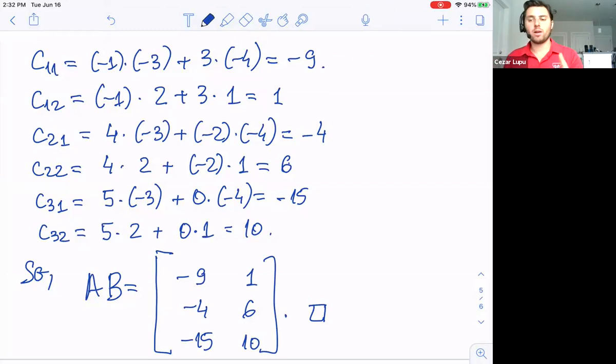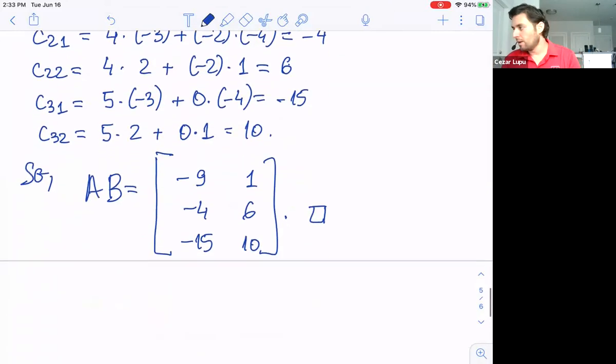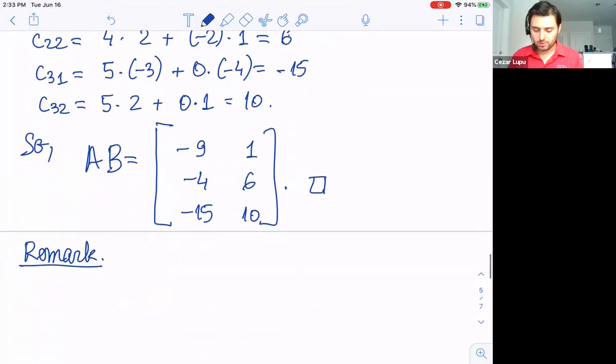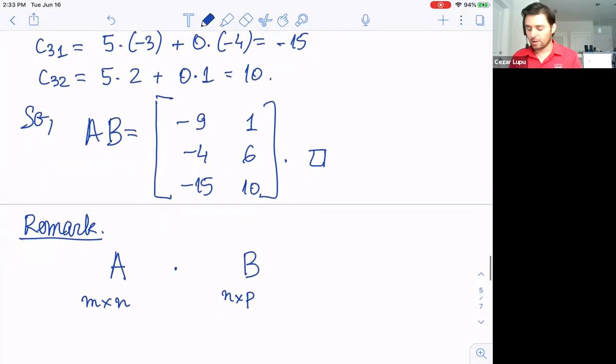But I want to make sure, because somebody said there was a little bit of confusion. I want to make myself very clear. Remark. When we multiply two matrices, let me show you how it's done. Suppose I have a matrix A, which is an m by n matrix, and I multiply it by a matrix B, which is of size n by p. So these two are equal.